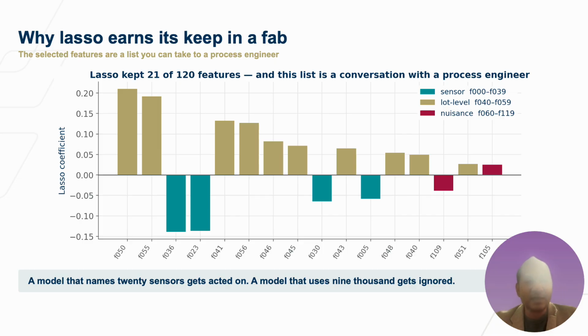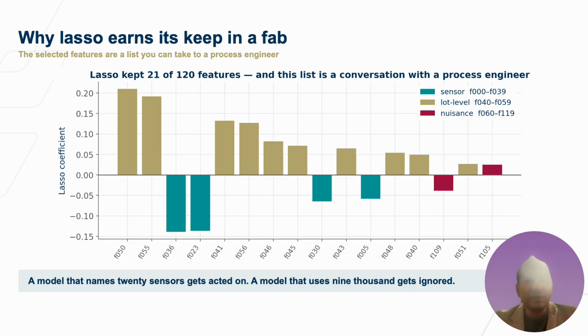Sometimes they say yes and you have gained confidence. Sometimes they say the gauge has been unreliable since March and you have learned something no cross-validation would have told you. A model that uses all 900 columns cannot have that conversation. It may well be more accurate. It will also be harder to trust and harder to debug when it drifts, and much harder to get approval to put in the loop.